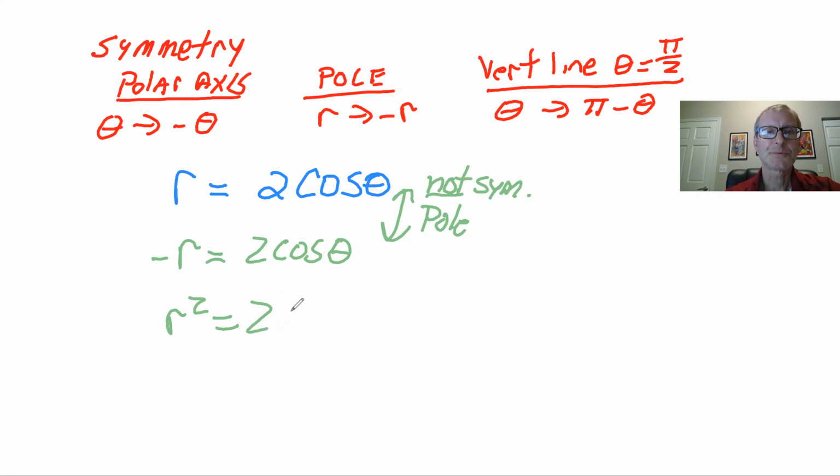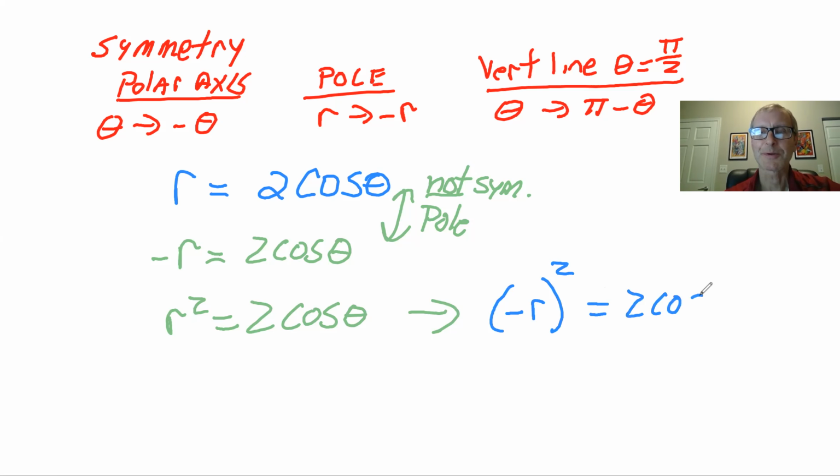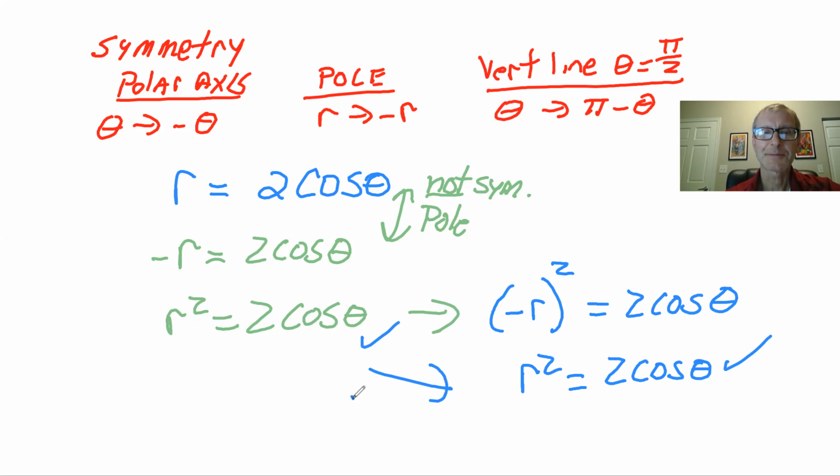There we go, 2 cosine theta. If you plug in r squared in this case with minus r and then squared, you could see now it ends up being the same equation. So the strategy here is if you don't have an r squared, you're pretty much out of luck. And so this one here, you see they are the same. So this is symmetric around the pole.